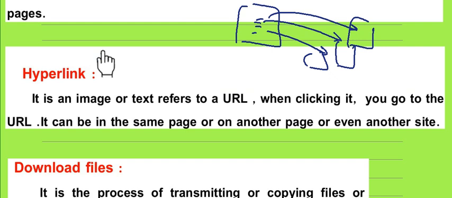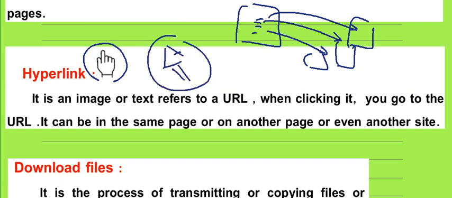When we are browsing the internet, we can notice that in some positions, the mouse pointer changes to a hand. The pointer changes from the arrow to the hand, which means that this text or this image is a hyperlink.